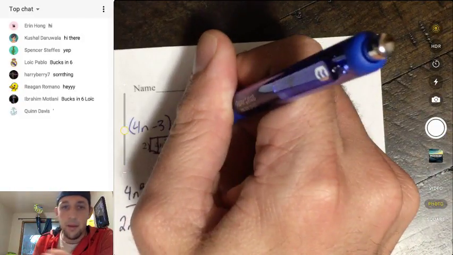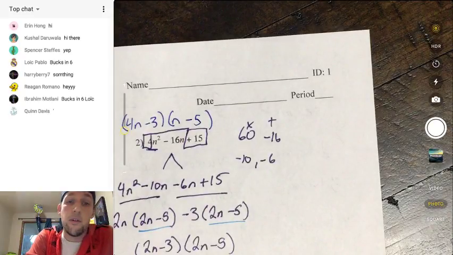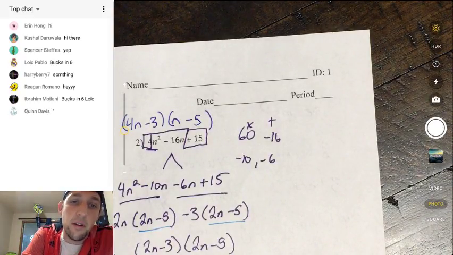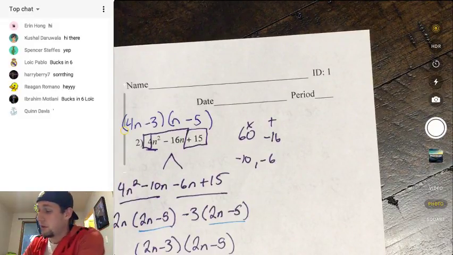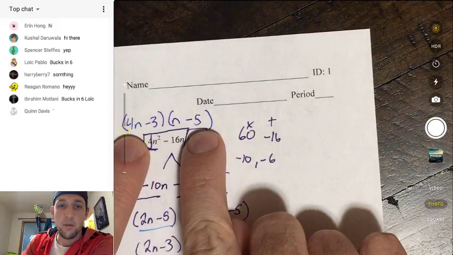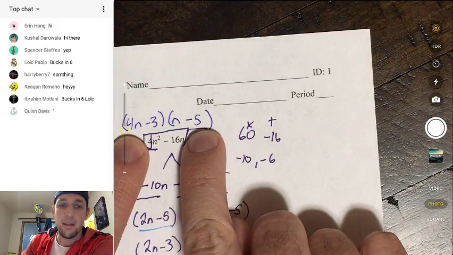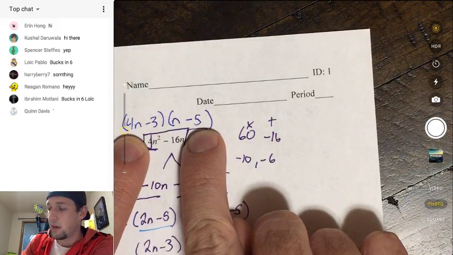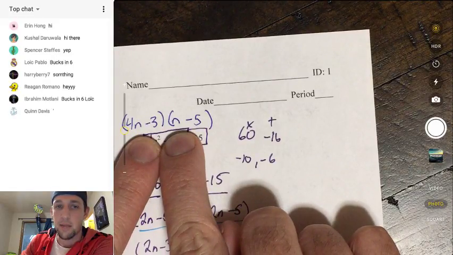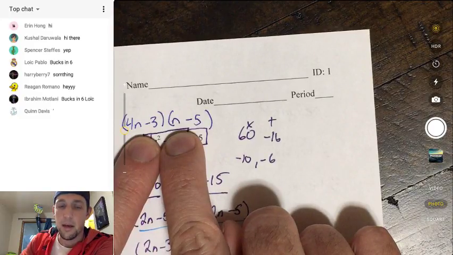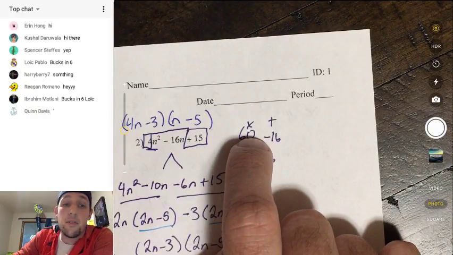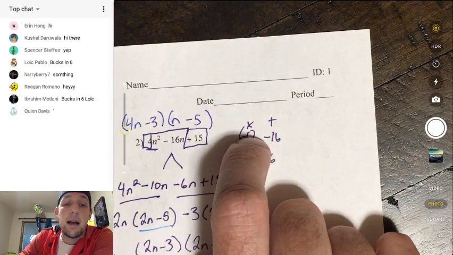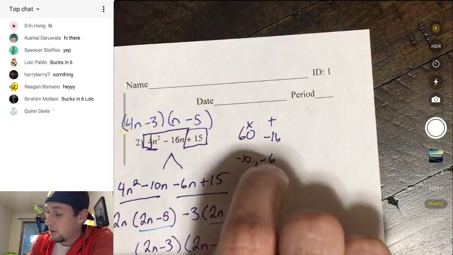Then really the way you check is you know your first term, the 4n squared, is good, and you know that the 15 is good. You just don't know if the middle term is good. So what I'm going to do is 4n times negative 5, that's negative 20n, and negative 3 times n, that's negative 3n. That gets me negative 23n. Okay, that's not negative 16n. And I basically would just keep trying different numbers that I know work until I got something that made sense.